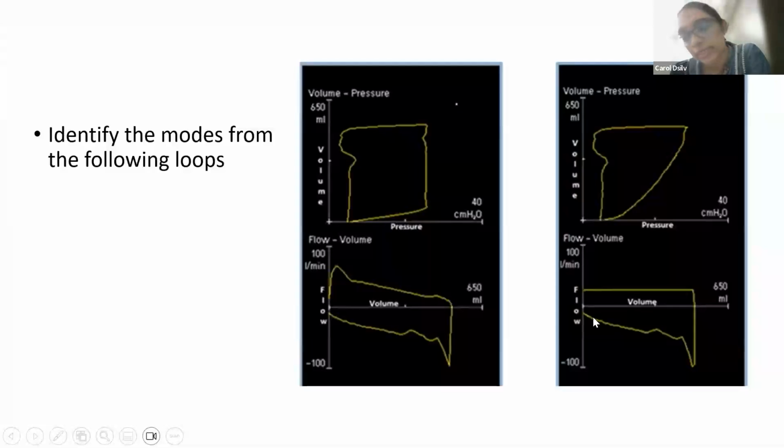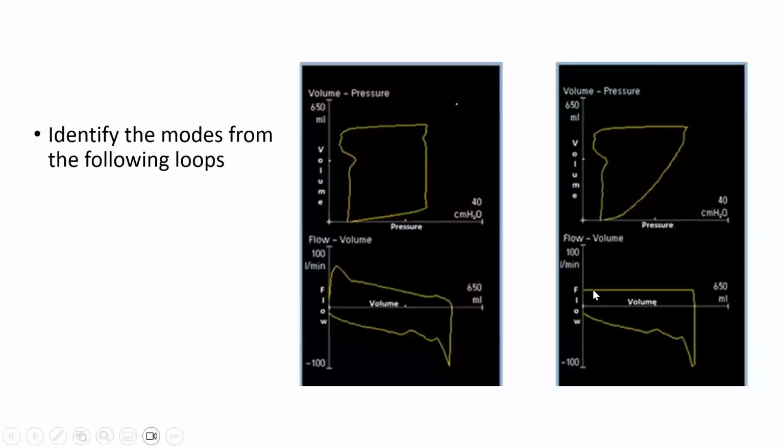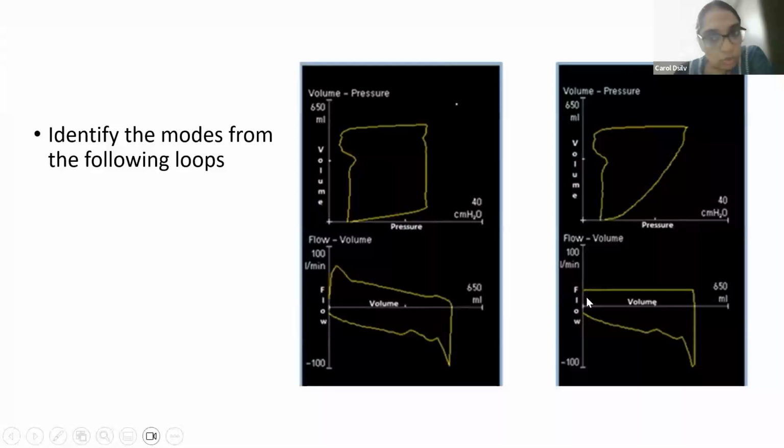What are you seeing on the right side? What is happening in the flow, in the inspiratory part? What is above the baseline is inspiration. So what's happening? It's constant, yeah? So this is a flow controlled mode, okay? So now you have your PV loops and your flow volume loops.